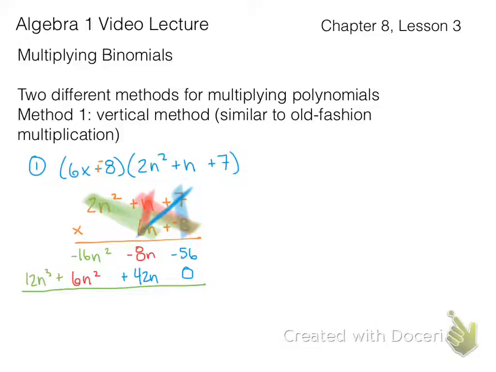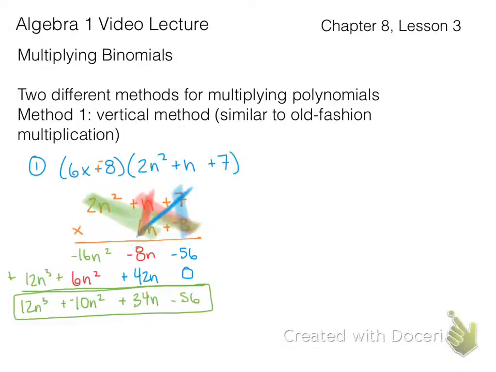Now, since everything's in standard form, I can go ahead and add, just like old-fashioned multiplication. So negative 56 plus 0 is negative 56. Negative 8n plus 42n is 34n. And negative 16n squared plus 6n squared is negative 10n squared. And then we just have the 12n to the third power. Okay, so that was the first method, called the vertical method. And again, it just works like old-fashioned multiplication.